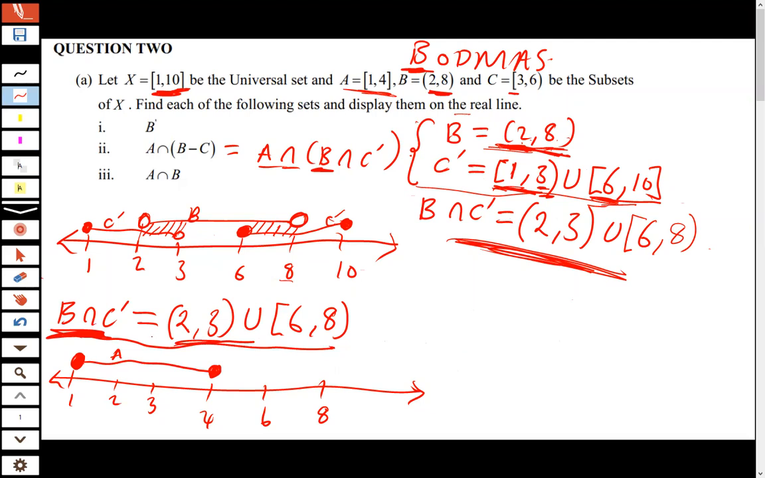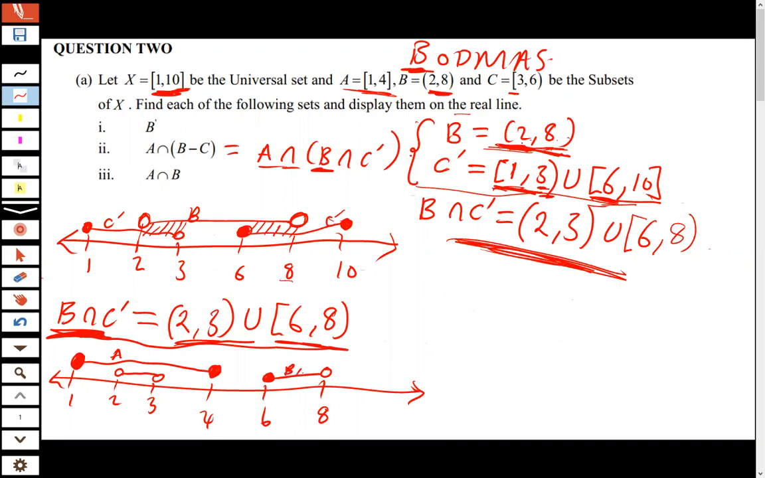The first part I'm going to put is 2, 3. So 2, 3 is here. I'm going to open at both ends because it's open at both ends. And then I'll also add 6, 8. But at 6, this will be shaded. So this is my B intersection C complement, and this is my A.